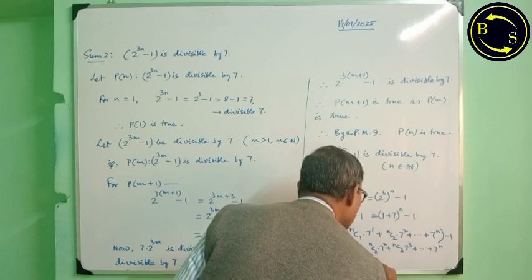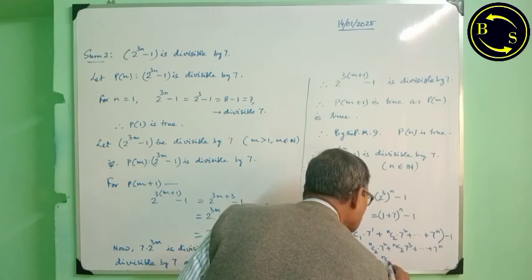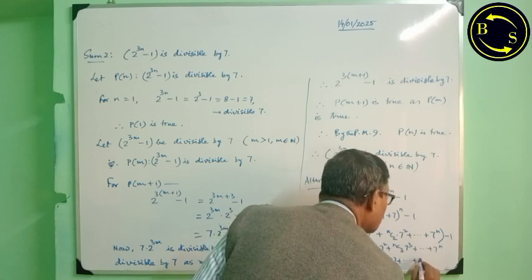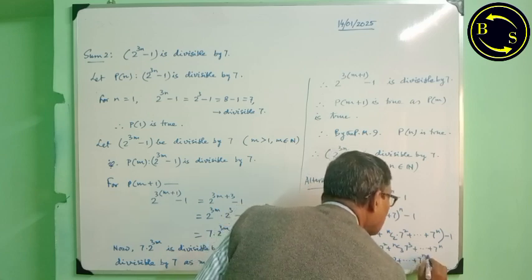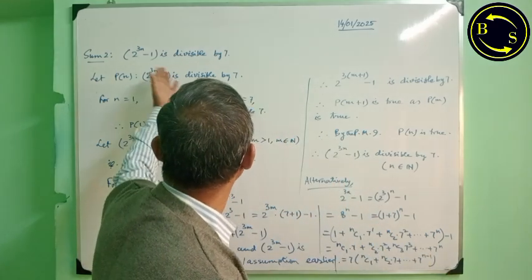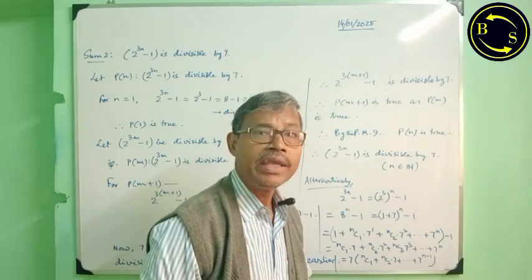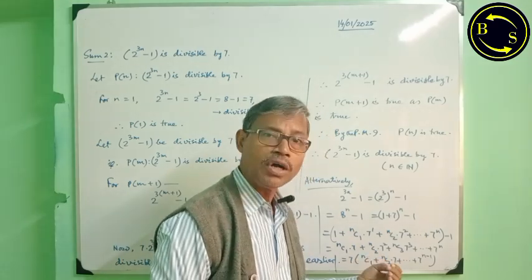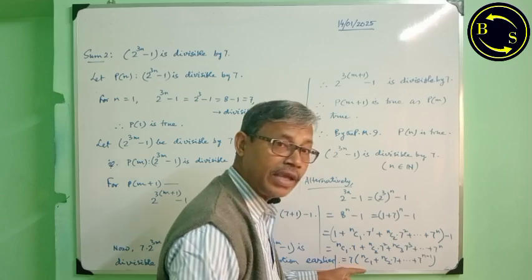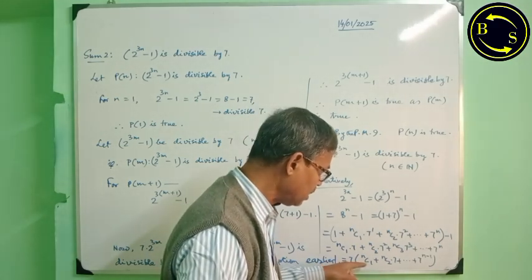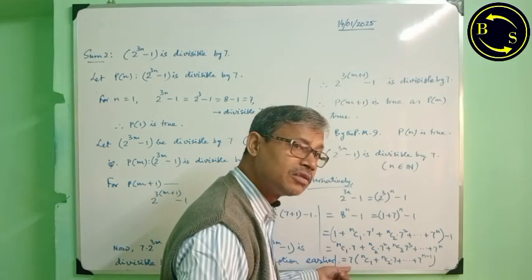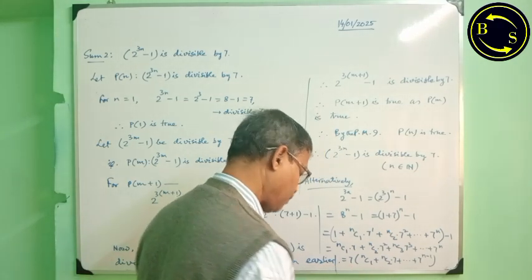nc1 plus nc2 into 7 plus the last term will be 7 to the power n minus 1. And n is a natural number, then n will start from 1, 2, 3 and so on. Therefore, if n be 1, from it is clear, then it will be 7 to the power 0, that means 1. Therefore, 7 is a common factor.